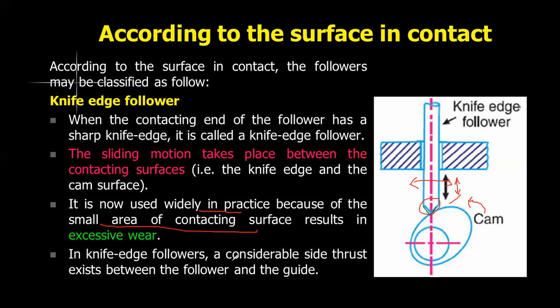It is called the side thrust. In knife edge followers, considerable side thrust exists between the follower and the guide. So this is one of the major drawbacks of the knife edge follower. The other drawback or limitation is the excessive wear. So how is it eliminated, or how is it minimized? It is minimized by changing the follower shape. That will be discussed in the next slide.